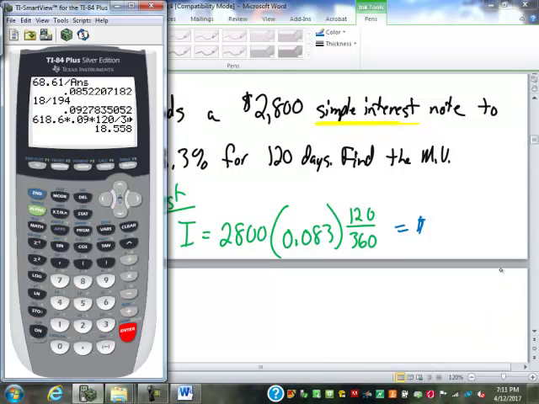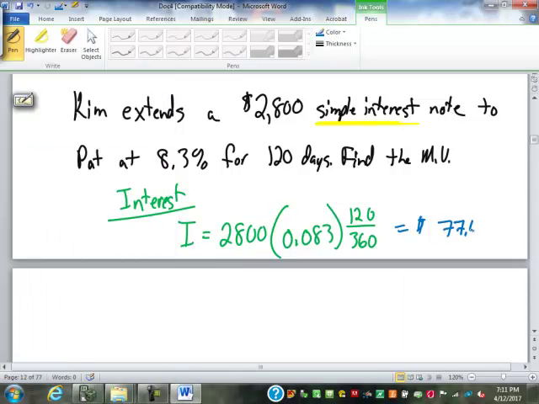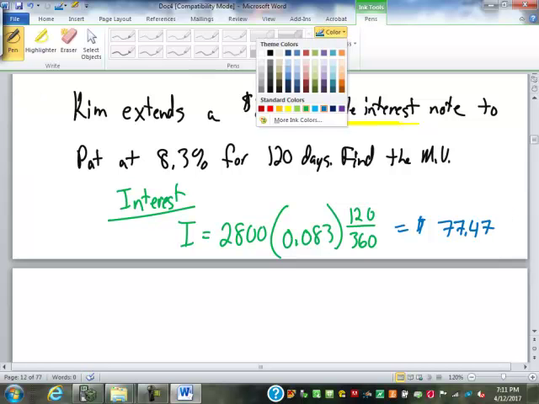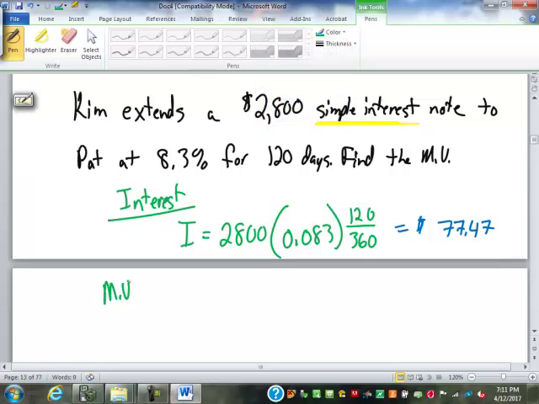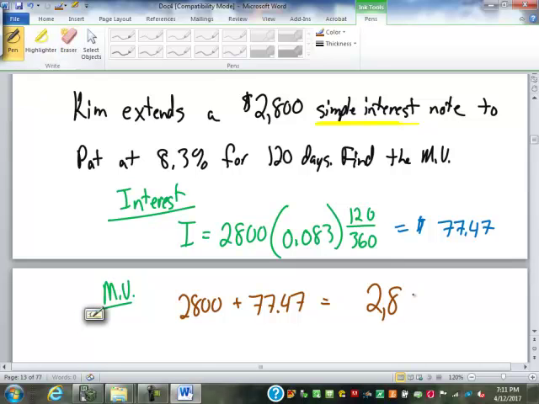So the amount of interest is the 2,800 times the 0.083, my rate, times 120 over 360, $77.47. So the maturity value is the 2,800 plus the 77.47, $2,877.47.